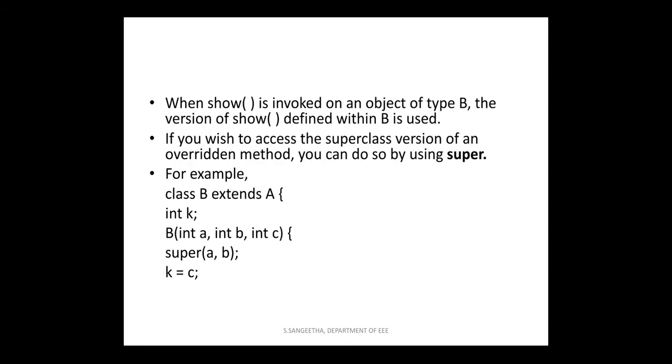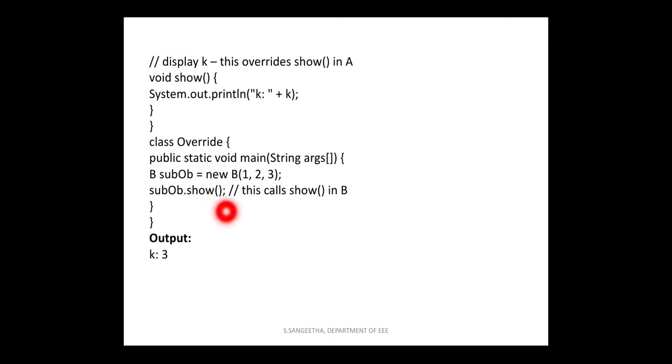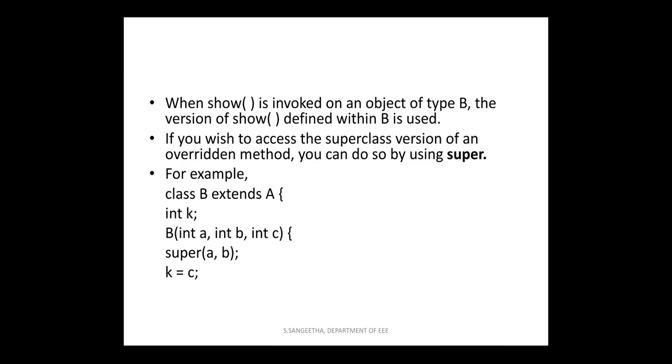When show is invoked on an object of type B, the version of show defined within B is used. Here the version of show will be invoked on an object of type B. The version of show defined within B is used. If you wish to access the superclass version of an overridden method, you can do so by using super.